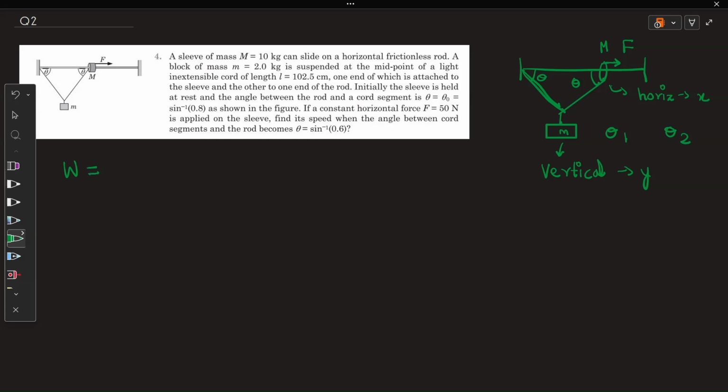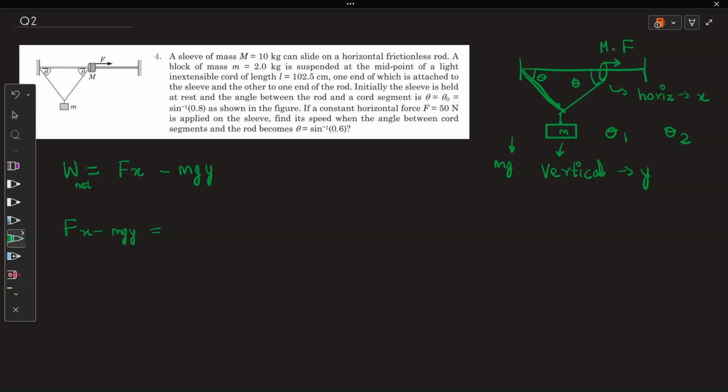Net work done is nothing but, this is doing positive work, correct? So it is F into x, as both are in the same direction, cos 0. And the weight mg is acting downwards, so this is negative work, so minus mg into y. Net work done is nothing but the change in kinetic energy, right? So Fx minus mgy is nothing but the kinetic energy.